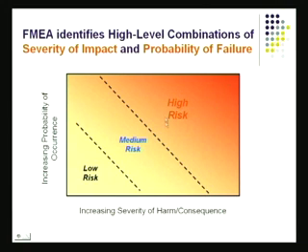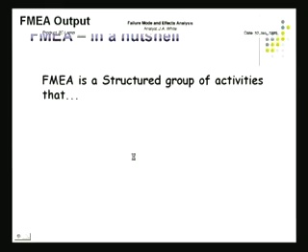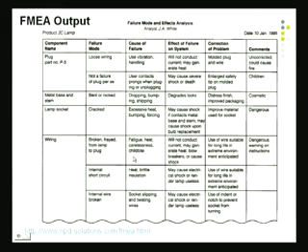The whole idea is to shift a process or a system which is here more to this side. As you go from here to here, basically you're trying to reduce the impact, also trying to reduce the likelihood. And this is achieved by doing FMEA. This objective is achieved by doing FMEA. Let's take a look at the output. What exactly happens at the output?